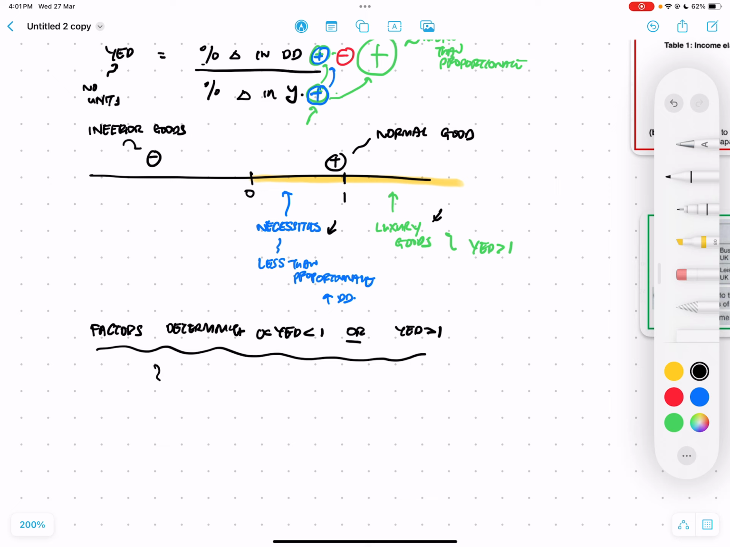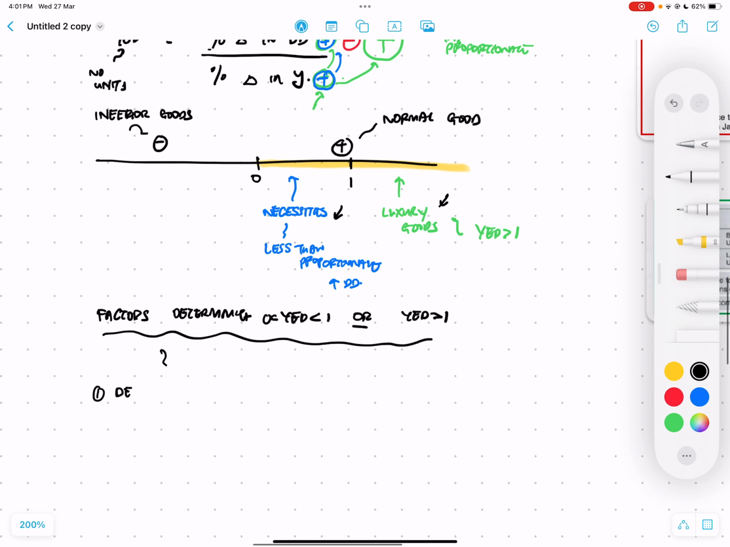The factor that determines whether something is a luxury good or a necessity is the degree of necessity. Okay, this is a technical term. You actually need to write degree of necessity in the exam. Okay, so it's a technical term. I should put it in red. This is the technical term. Cambridge uses this, so we use it also. Okay, the degree of necessity.